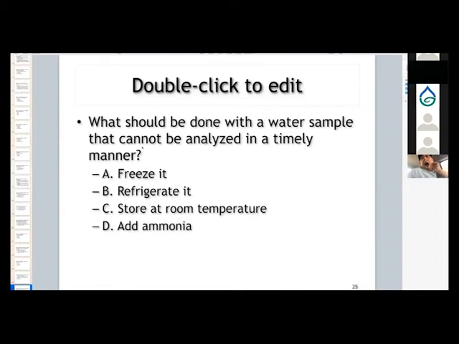What should be done with a water sample that cannot be analyzed in a timely manner? A, freeze it. B, refrigerate it. C, store at room temperature. D, add ammonia. The answer is B, refrigerate it.